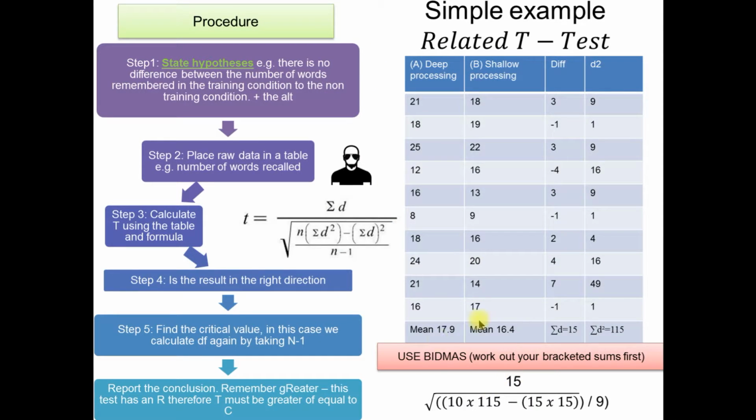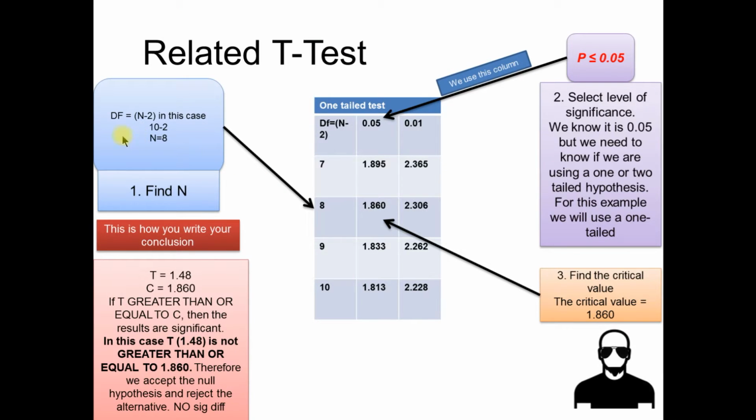So let's just go back. We've got 1, 2, 3, 4, 5, 6, 7, 8, 9, 10. We have 10 participants. So to work out our degrees of freedom, we take n minus 2. 10 minus 2 equals 8. So we're looking at the 8 degrees of freedom. In this case, 0.05, meaning there's a 5% probability that our results occurred purely by chance, and that gives us the critical value of 1.860.